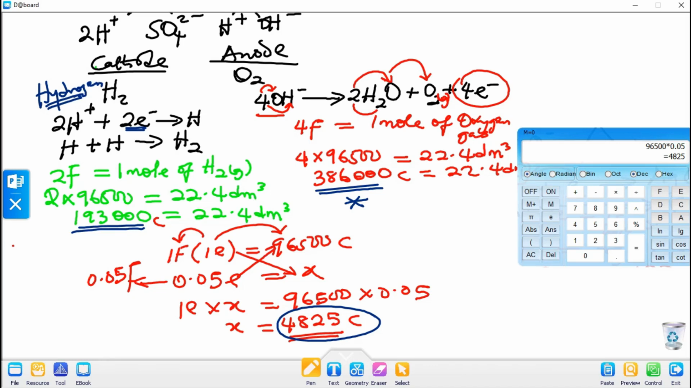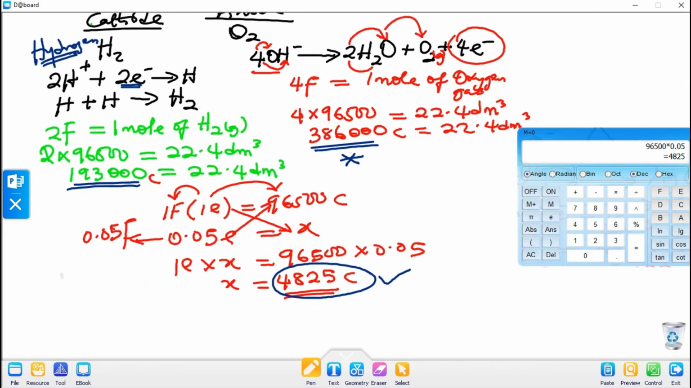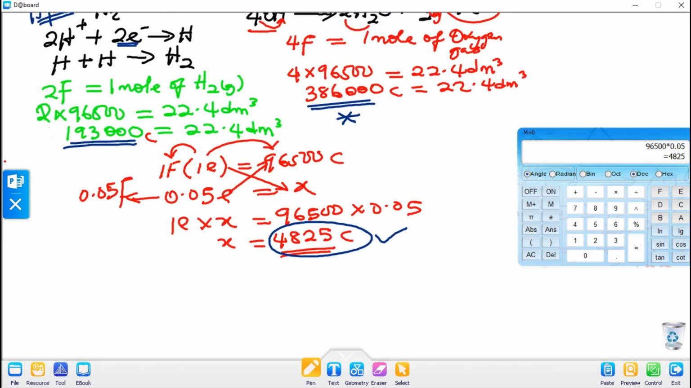But from the question, we were told that 4,825 coulombs of this charge or electricity was passed. So what we need to now know is what will be the volume of hydrogen this value 4,825 coulombs will give us? From our normal equation, 193,000 will give us 22.4.